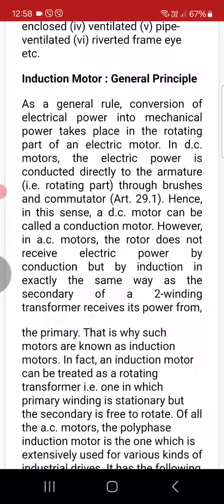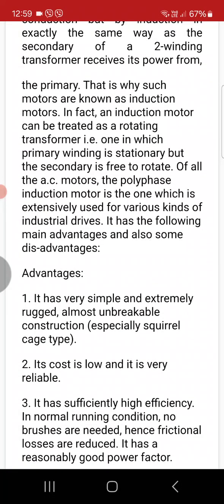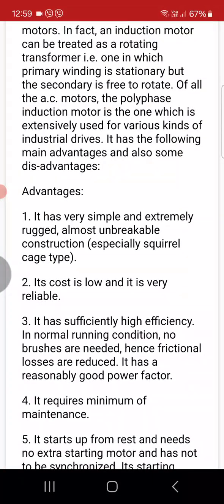Of all the AC motors, the polyphase induction motor is the one most extensively used for various kinds of industrial drives. It has the following main advantages and also some disadvantages. Advantages: it has a very simple and extremely rugged, almost unbreakable construction, especially the squirrel cage type. Its cost is low and it is very reliable. It has sufficiently high efficiency. In normal running conditions, no brushes are needed. Since external losses are reduced, it has a reasonably good power factor.